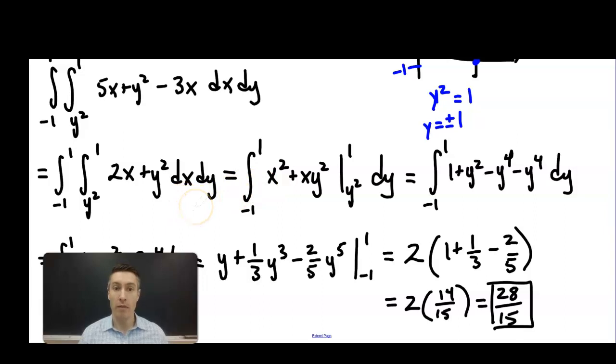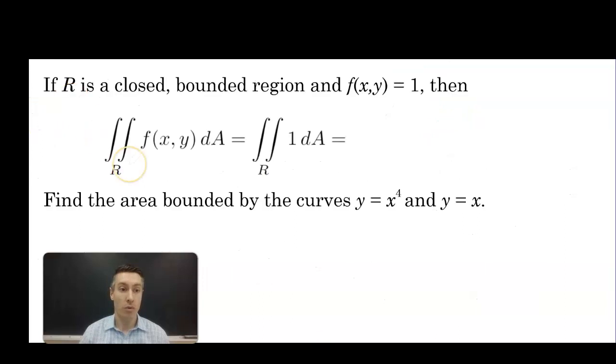Okay, so we had volume bound by one surface and the xy plane. This example is volume bound by two surfaces, and we also spoke about the instance of drawing a region that's not closed and how you would proceed from there. Now let's move to area.